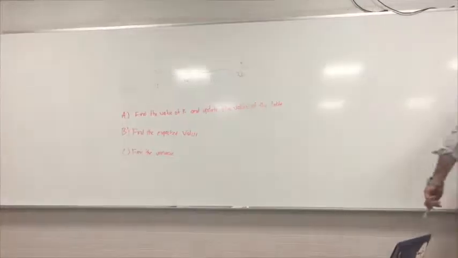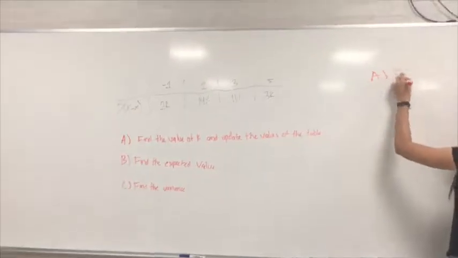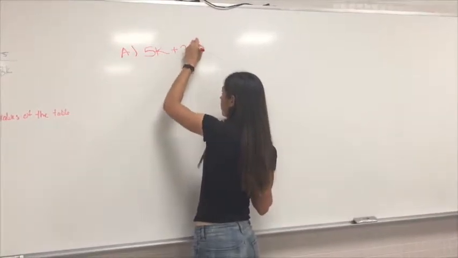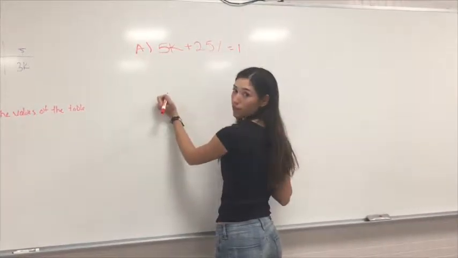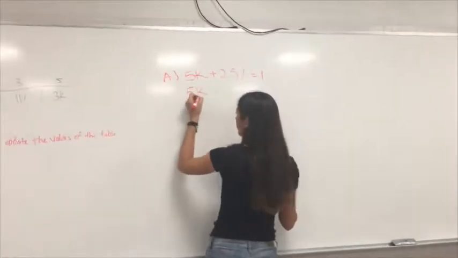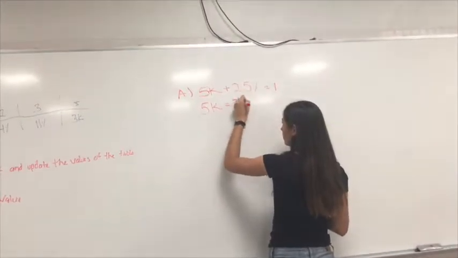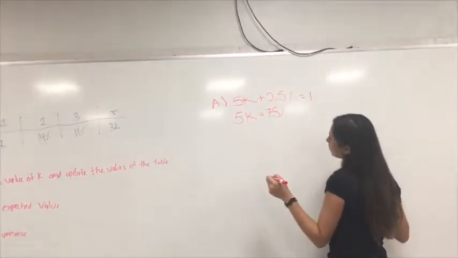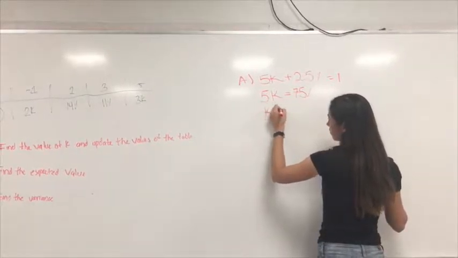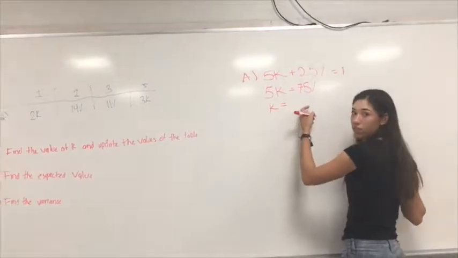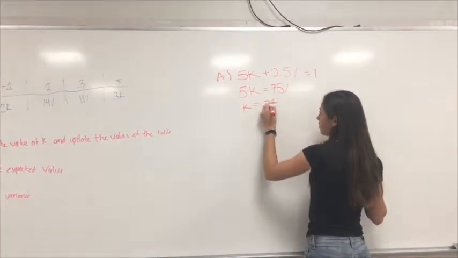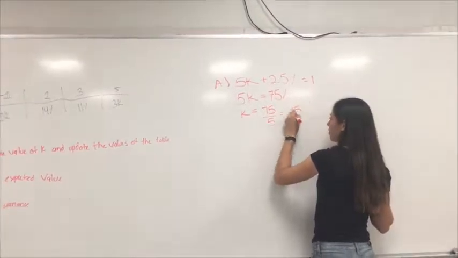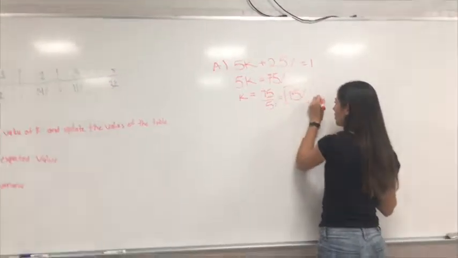For finding the value of k, you need to add the k's and the percentages. So it will be 5k plus 25% equals 1. Then you pass the 25% to the other side, so it will be 5k equals 75%, and then k equals 75 over 5, equals 15%.